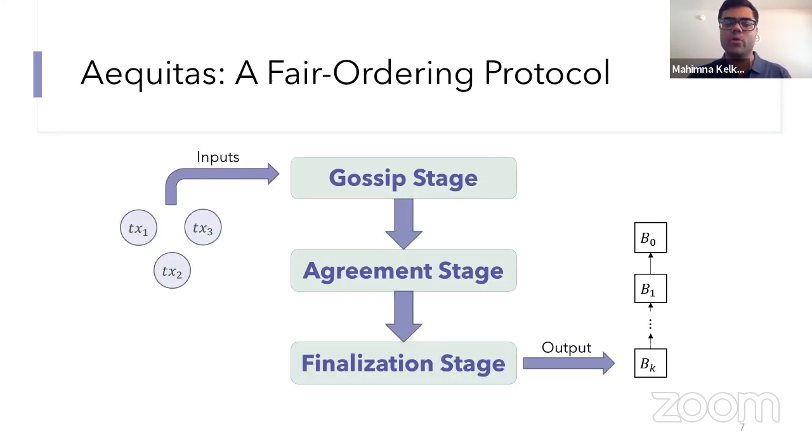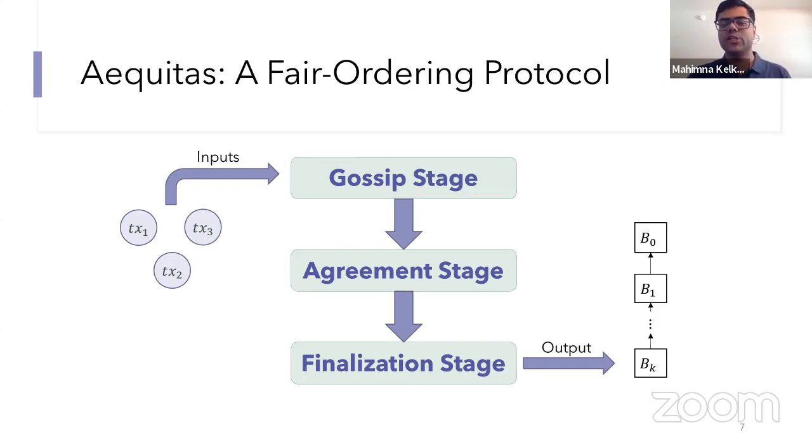Finally, in our paper, we construct the first fair ordering protocol, Aequitas, which we named after the Roman personification for fairness. Very roughly, the protocol will take place in three stages: the gossip stage, the agreement stage, and the finalization stage. Each of the transactions will go through these three stages before being output to the log. In the gossip stage, each node will gossip its own local ordering of transactions as it's received from the clients. In the agreement stage, nodes will agree on whose local orderings to use to sequence a particular transaction. And in the finalization stage, nodes will finalize the transaction ordering and output it to the blockchain.